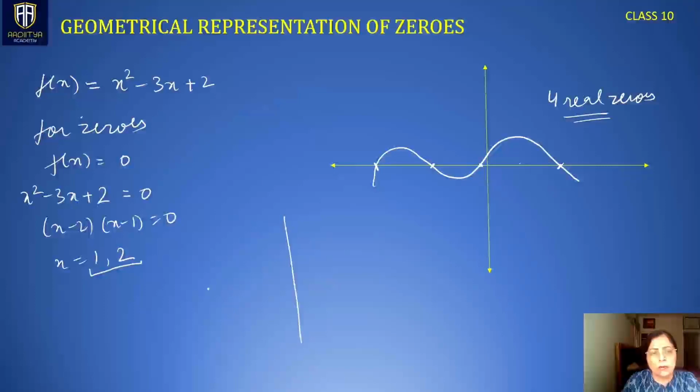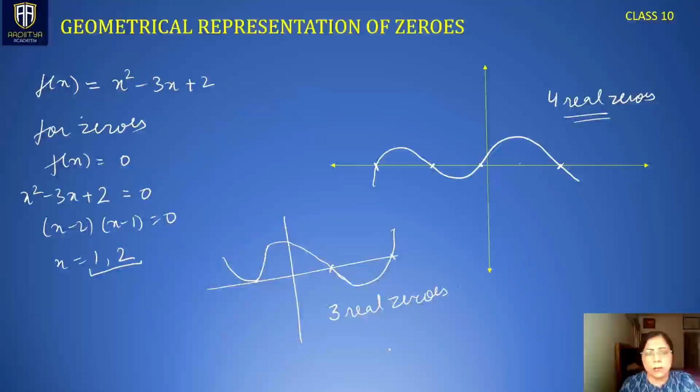If I make another graph in this, like we have 1 and then 2 and then 3. Here it is touching x-axis at the 1st point, and this is the second point, and this is the third point. So in this case, we have 3 real zeros. So by looking at the graph, we can find the number of zeros of a polynomial. Okay, let's have one more.